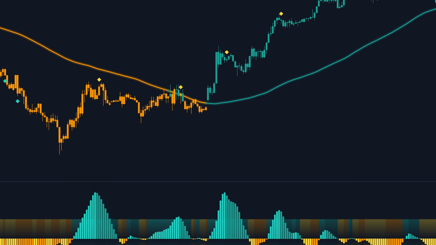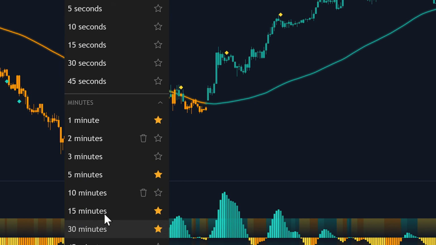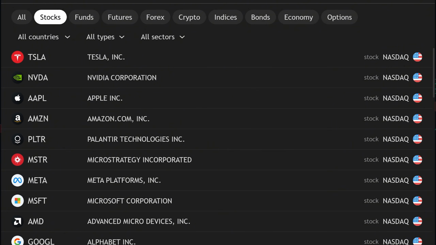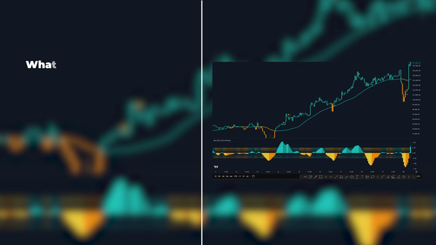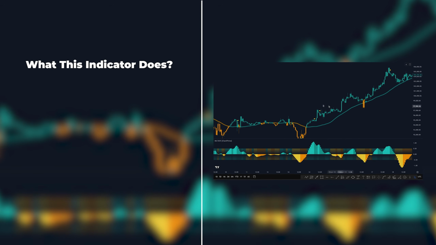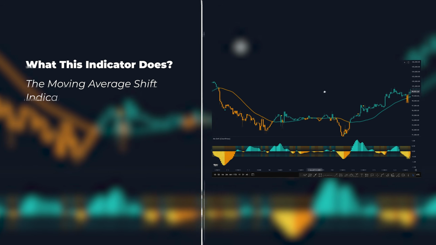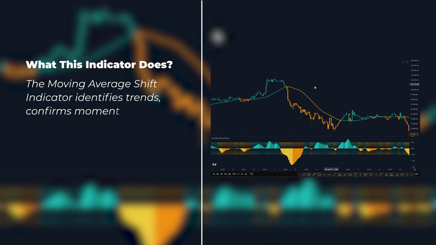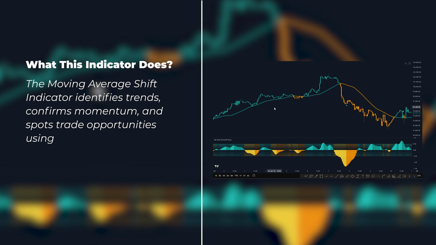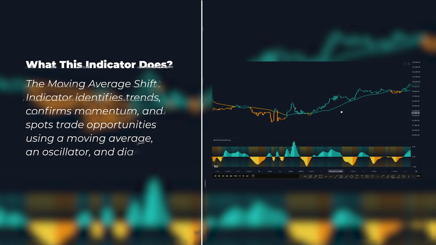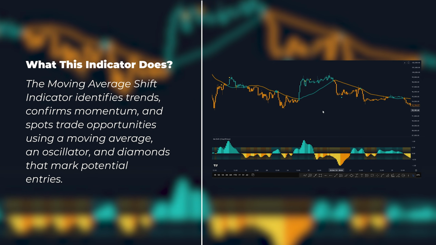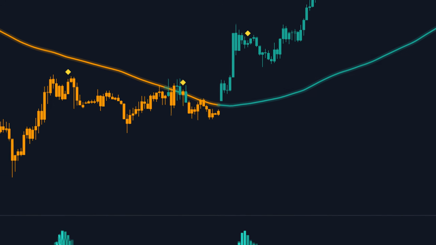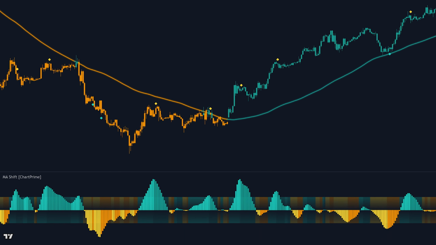One good thing about this indicator is that it works on any time frame of your choice. It can also be used to detect trades in crypto, stocks, or Forex. The Moving Average Shift indicator identifies trends, confirms momentum, and spots trade opportunities using a moving average, an oscillator, and diamonds that mark potential entries. Let's break down what you might see on your chart once the indicator is added.